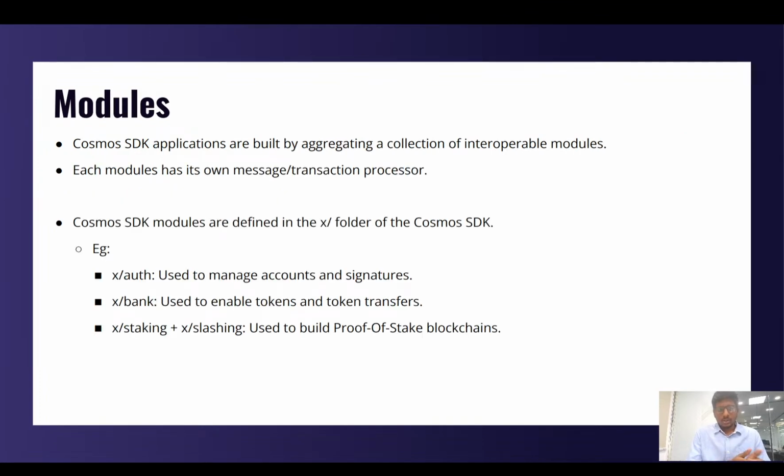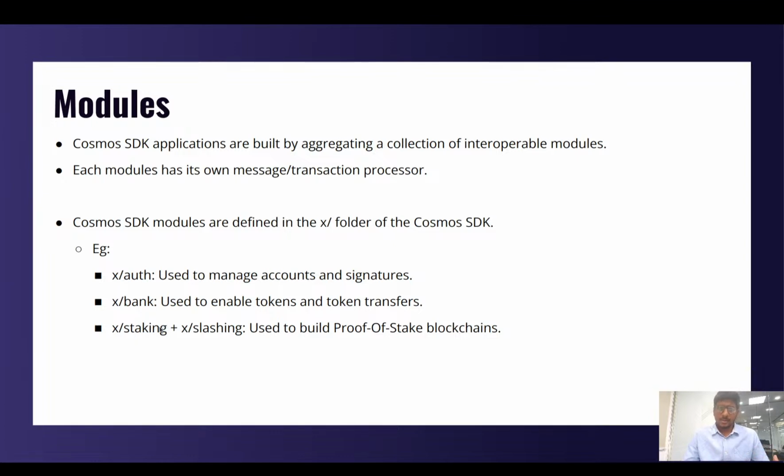Next come the modules. As discussed, the Cosmos SDK's main advantage is that it is completely modular. There are different modules already available in the Cosmos SDK which are ready to use. Some examples are the auth module, bank module, staking, and slashing modules. Each module has its own use case. These prebuilt modules are used by developers to build their specific applications. The auth module is used for managing accounts, and the bank module is used for transferring tokens.